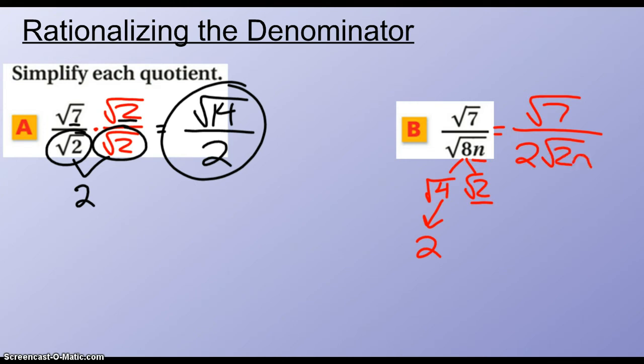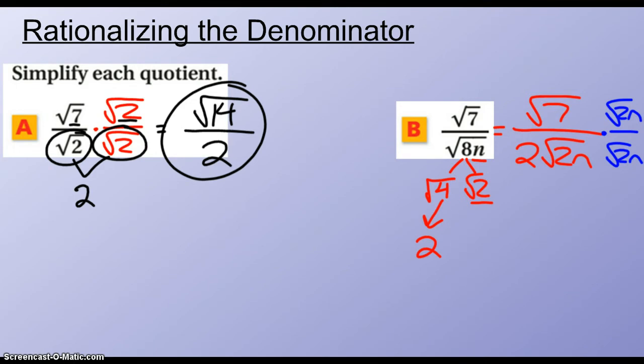So we've got this. Okay, now remember, we're not completely done. We want to rationalize that denominator. We want to get rid of the square root in the bottom. So I'm going to take this times the square root of 2n over the square root of 2n.